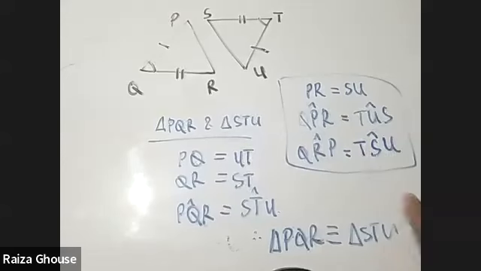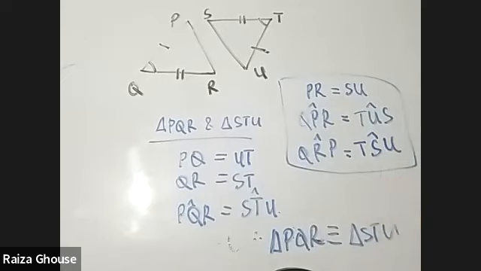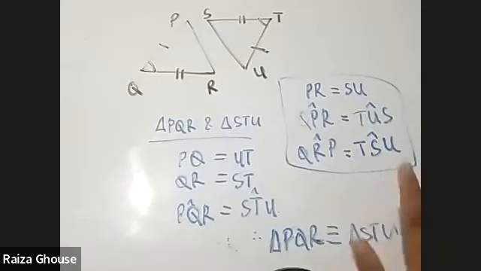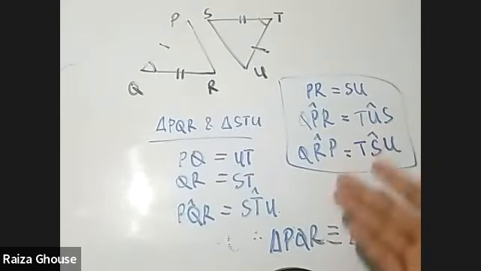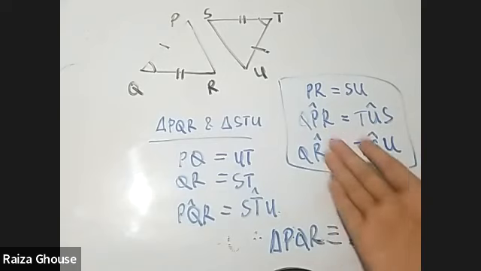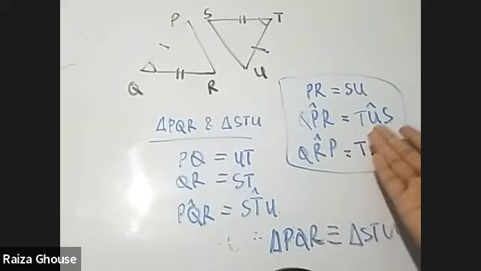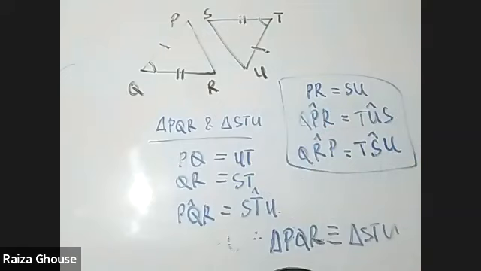You might think, why should we write the remaining thing? Because in your O-level paper, you are getting questions like this. Prove that, for example, QPR angle is equal to TUS angle. Definitely, you can prove it in one line. You can tell QPR equal TUS because the two triangles QPR and SUT are congruent.